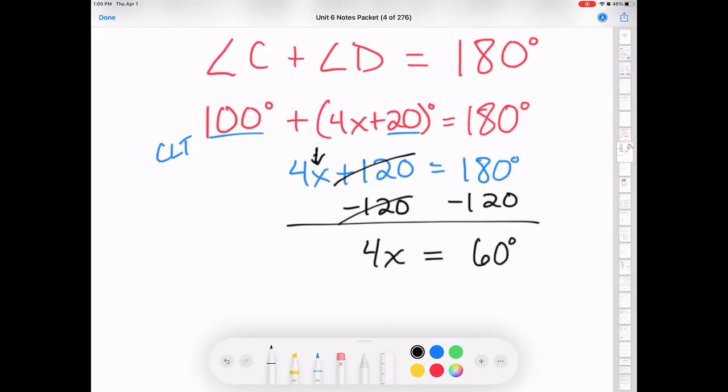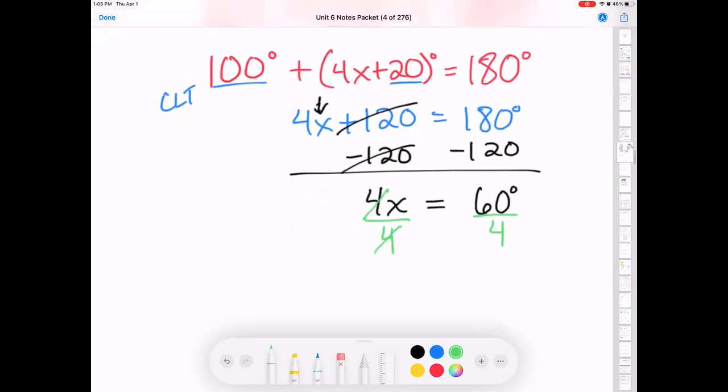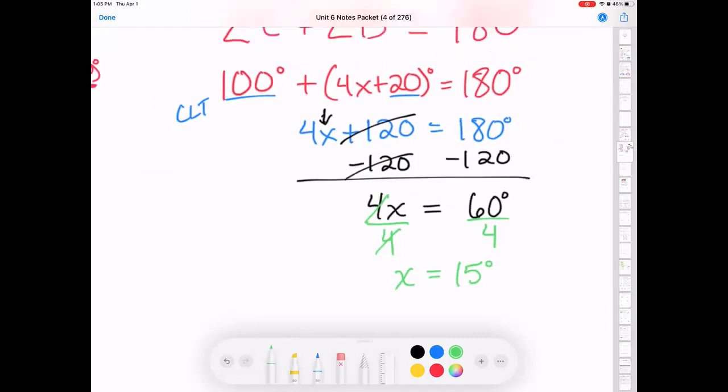Now to solve for x and get it all alone, this is where we typically divide both sides by that coefficient 4. So in this case, they cancel. X is all alone, equals 60 divided by 4 comes out to be 15. Okay. So we believe x is 15.